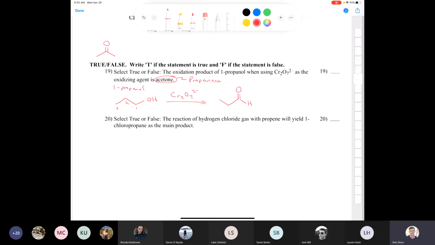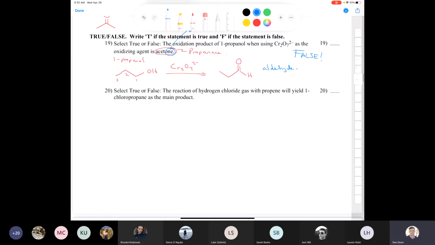An aldehyde is not a ketone, and even if you weren't sure about what acetone is, since it ends in -one, you know it's a ketone. But as I told you, when you have a primary alcohol like 1-propanol, you end up producing an aldehyde. And so the answer here is false.